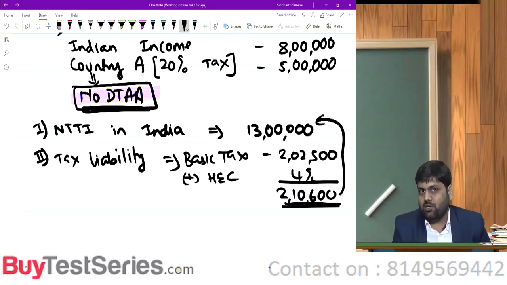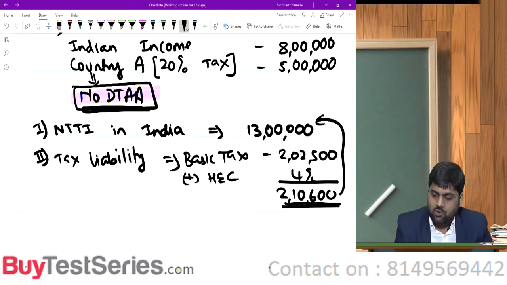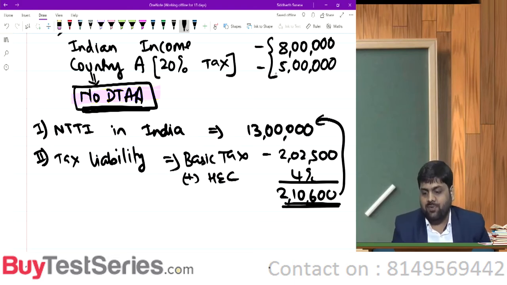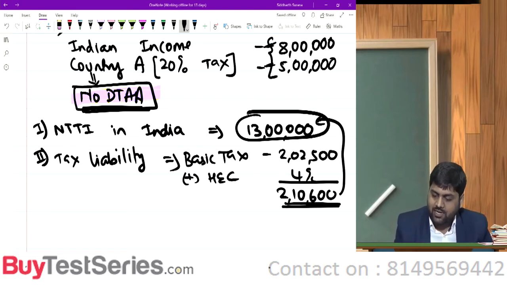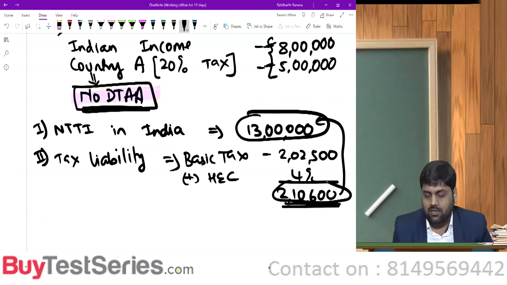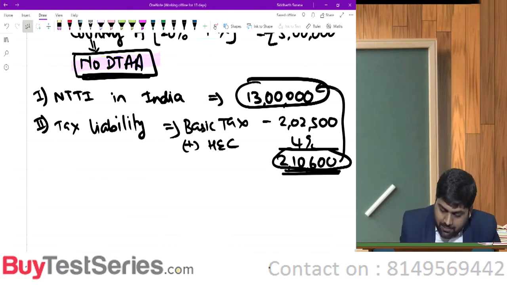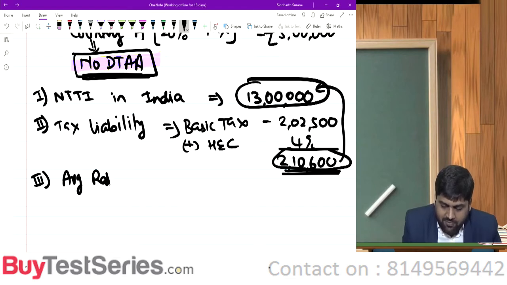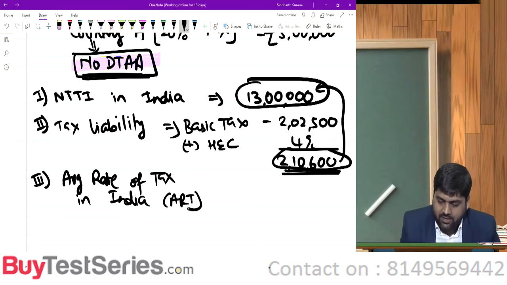We can never be sure as to, out of our total income of 13 lakh, which income went in which bracket. You can't say 8 lakh went in 0 and 5 lakh went in 30, and you can't say 5 lakh went in 0 and 8 lakh went in 30, because there is no name written on money. So you have to average out everything. You have to just say that full 13 lakh, full 2,10,600, and therefore our next step is the most important step. That step is known as the average rate of tax in India.